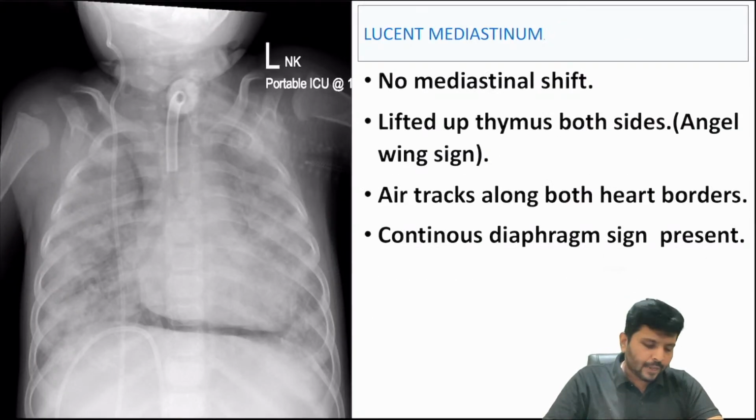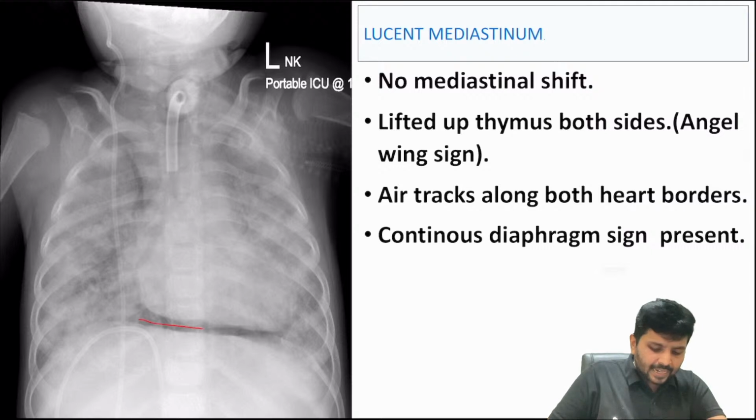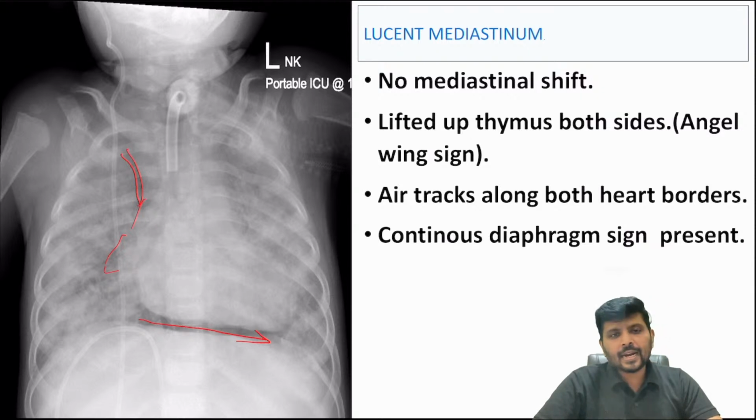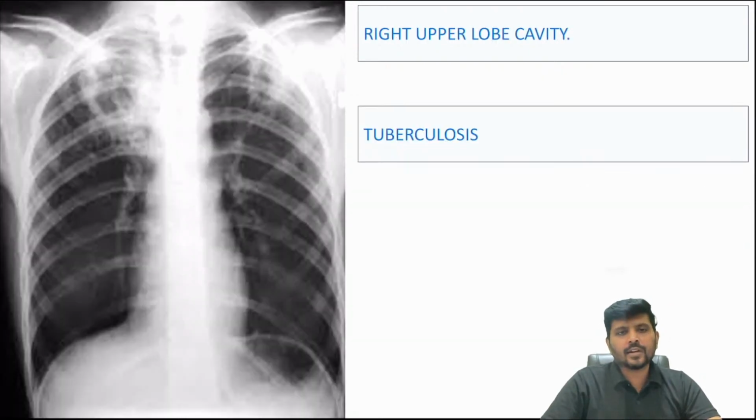And finally, you will see air between the diaphragm and the heart, as well as air unusually present here. Whenever you get unusual presence of air, either between the heart and the diaphragm or paracardiac lucency, it is called pneumomediastinum. What is that called?